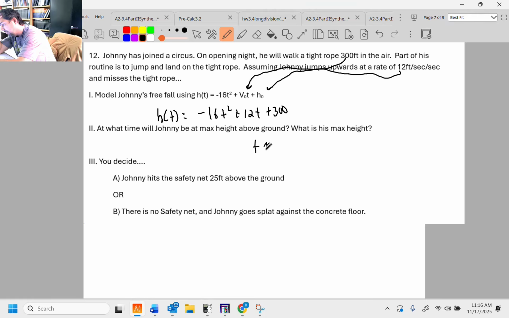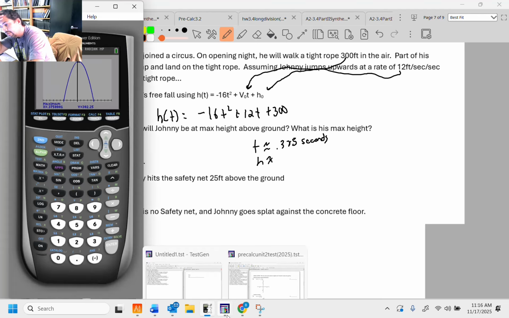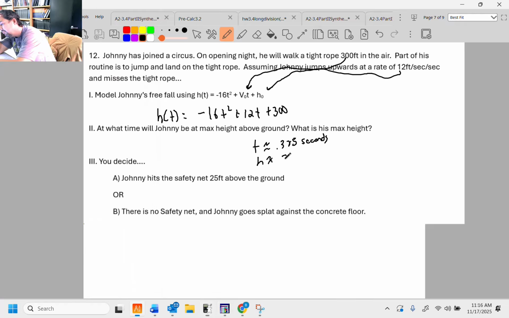So time is about 0.375, and this is in seconds. And the height is 302.25 foot. Pretty good jump there. You had a 2 1/4 vertical jump.